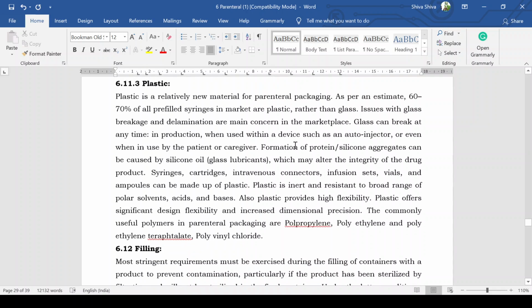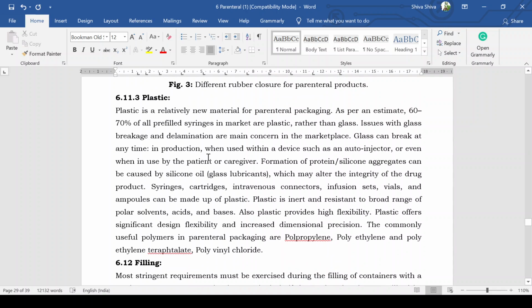Then the next type of container system is plastic. So plastic is a relatively new material for parenteral packaging. It is called new because from earlier times glass and rubber have been used. As per an estimate, 60 to 70% of pre-filled syringes in the market are plastic rather than glass.